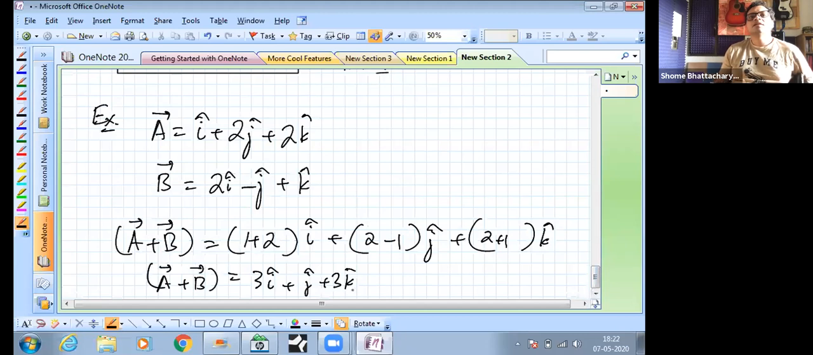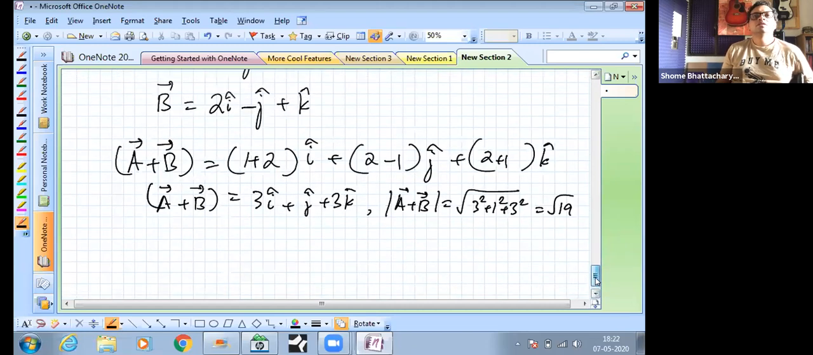Okay. And in case you want to find out the magnitude of the vector A plus B, it will just become the square root of its x component square, so that's 3 square, plus y component square plus z component square. As you can see, it is square root of 90.